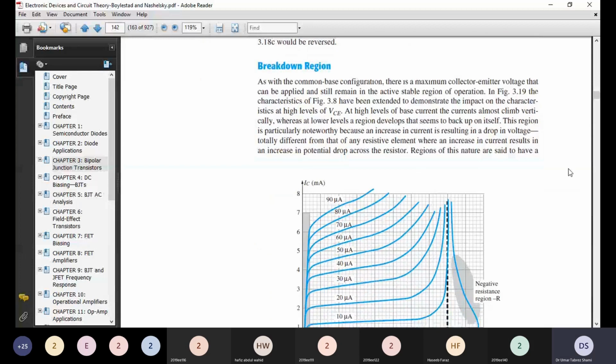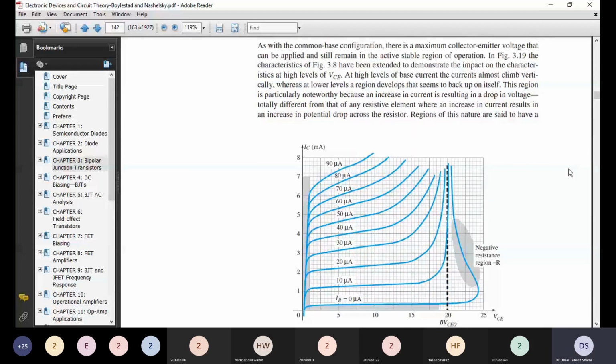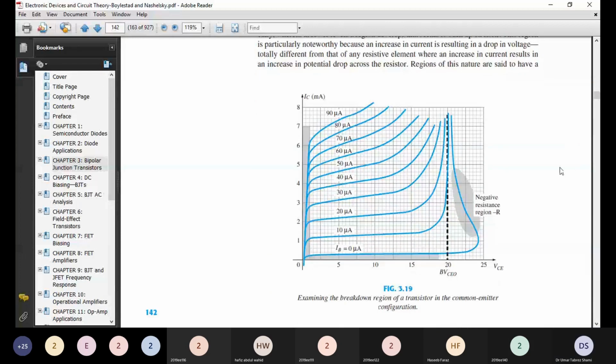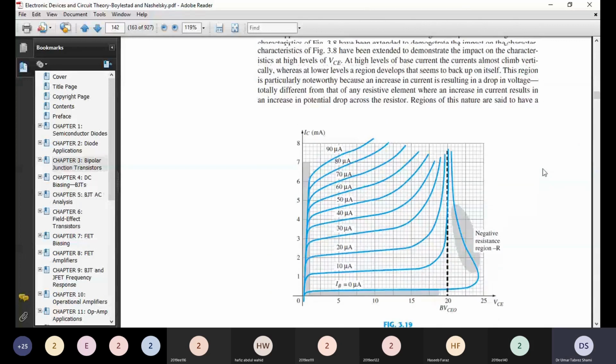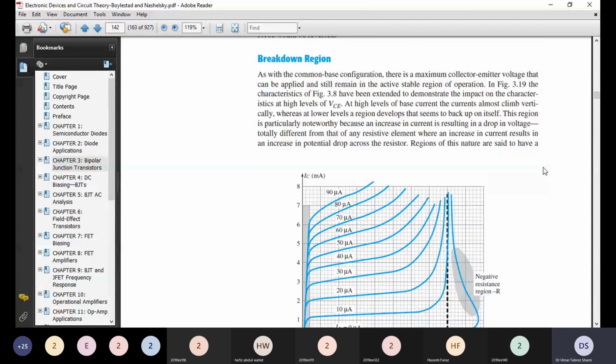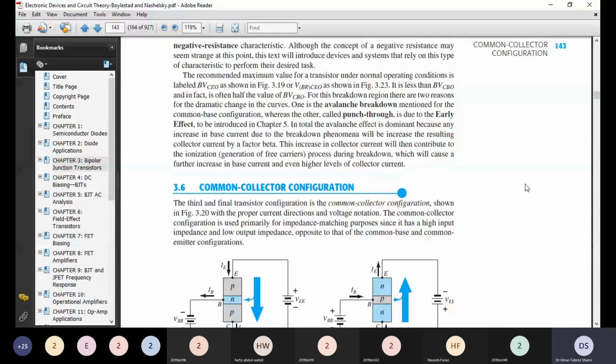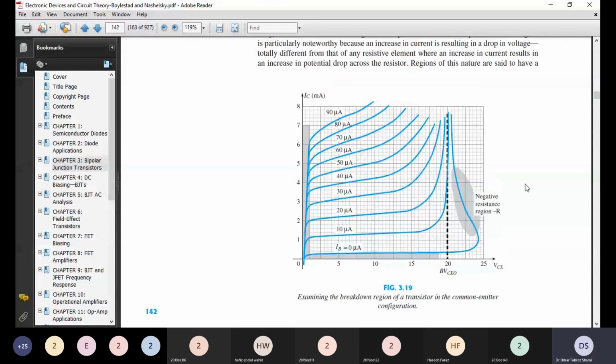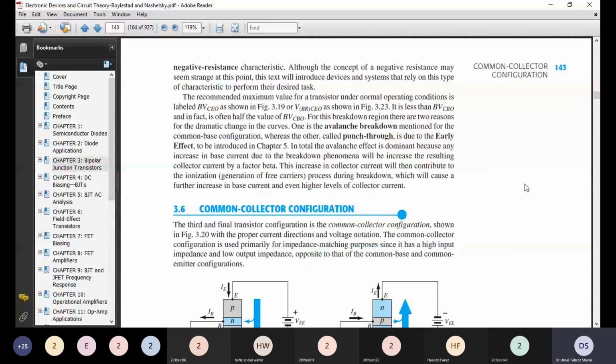Now the fourth region is the breakdown region. It is the region where we will break down our transistor, and this breakdown region will eventually destroy or puncture through the transistor terminals. So we must always avoid the breakdown region.